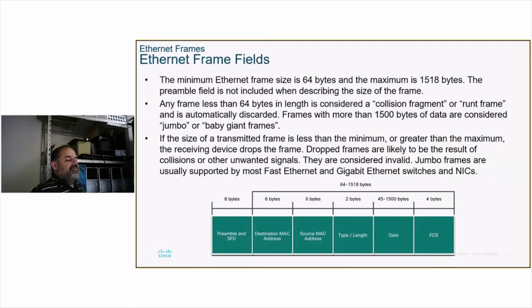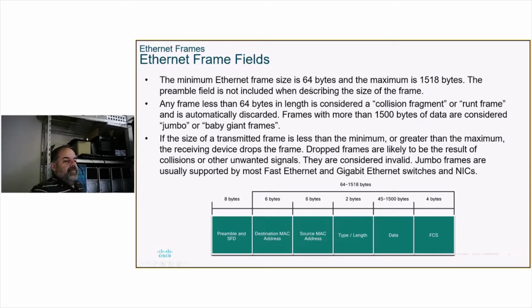All right, so the Ethernet frame. The minimum Ethernet frame size is 64 bytes, and the maximum is 1518. The reason we have a minimum frame size for Ethernet is that back in the dark ages, when CSMA/CD was working, the frame had to be big enough so that it could fill the network, and you could actually detect a collision. That's why we had a minimum frame size.